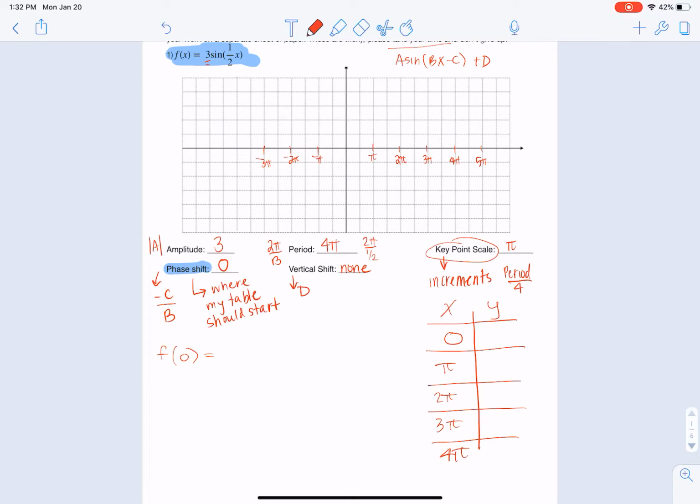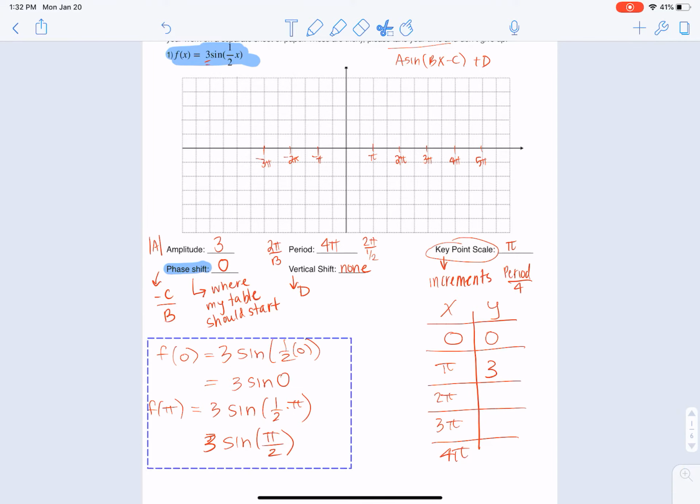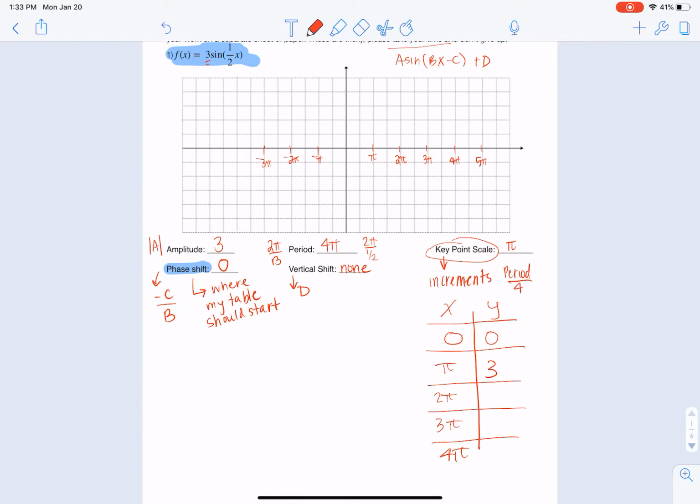So f of 0 is 3 sine of 1/2 times 0. It's going to give me 3 times sine of 0, which is just going to output a 0 for me. So f of pi is 3 times sine of 1/2 times pi, which is going to give me 3 times sine of pi over 2. So sine of pi over 2 is 1, and 1 times 3 is 3. I'm just going to erase this to give myself a little bit more space.